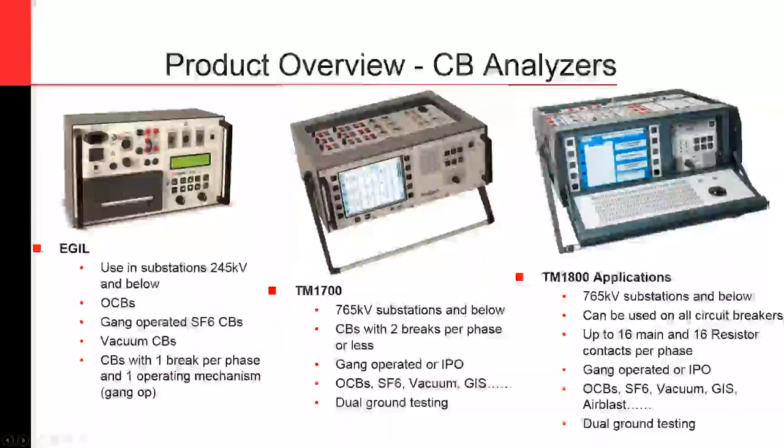And one of the unique features of the TM1700 is our ability to do DCM dual ground testing. And measure a breaker with both sides grounded. And then, of course, if you need more than that, if you end up having an old air blast and you need 4 breaks, 8 breaks, 10 breaks per phase or more, the TM1800 will do it for you. So this thing can test any circuit breaker out there, OCBs, SO6, vacuum, GIS, air blast. It also has the ability to do dual ground testing. It's kind of the Cadillac of circuit breaker testing out there.